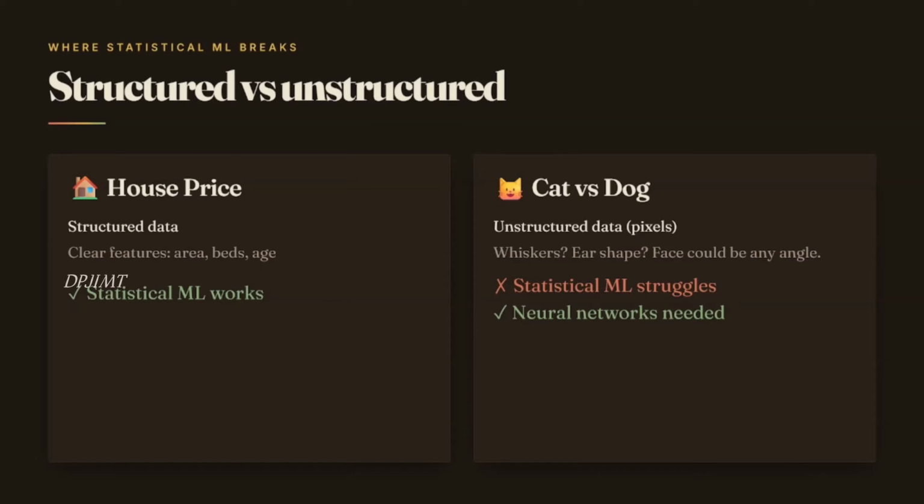Then came more complex problems like identifying whether an image is a cat or a dog. Here, the features are things like whiskers or pointy ears, and the data is just a grid of pixels. It's unstructured and messy. The features are also variable, like the cat's face could be at a different angle and the ears in a different corner. The legs might not be visible at all. Statistical ML struggles here, which is why we need neural networks and deep learning networks.